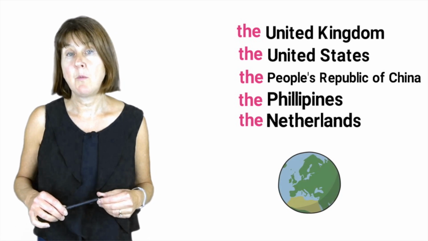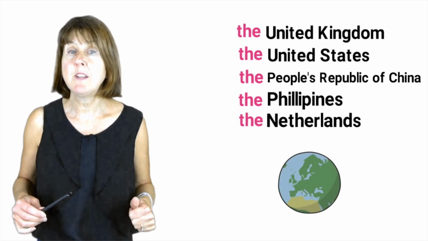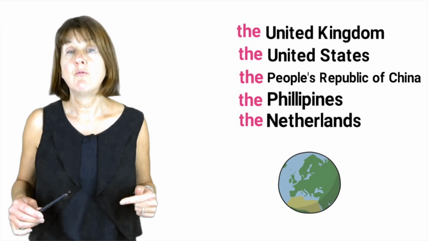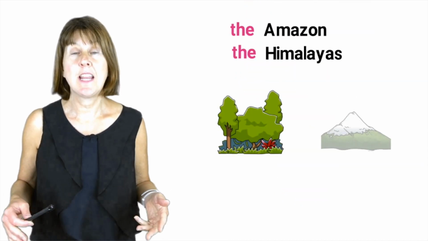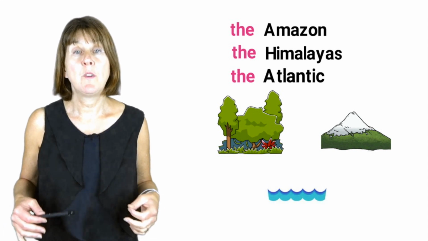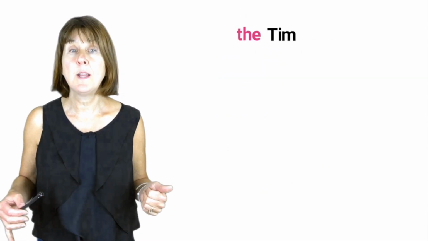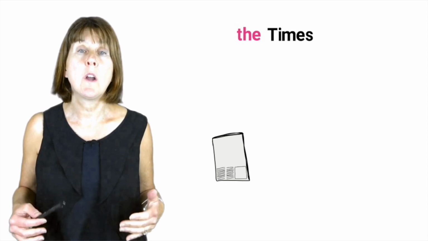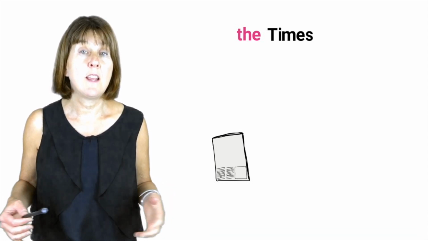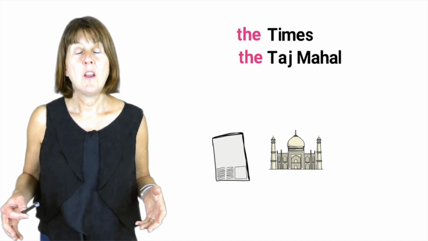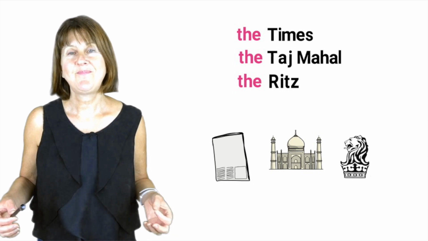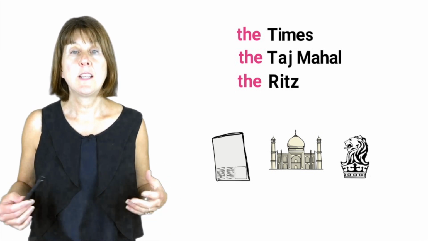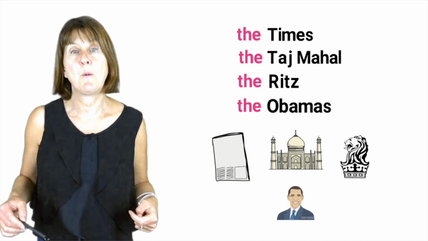We also use the with geographical features such as mountain ranges, groups of islands, rivers, seas, oceans, and canals. So we have the Amazon, the Himalayas, and the Atlantic. It's also used with newspapers, so we'd say the Times, and well-known buildings or works of art. So we could say the Taj Mahal, for instance. Also with hotels, pubs, and restaurants, for example, the Ritz. And finally with families, so we would refer to the Obamas, for example.